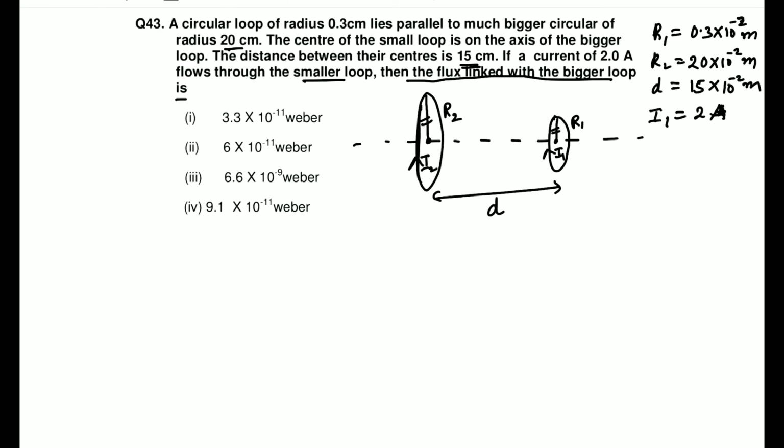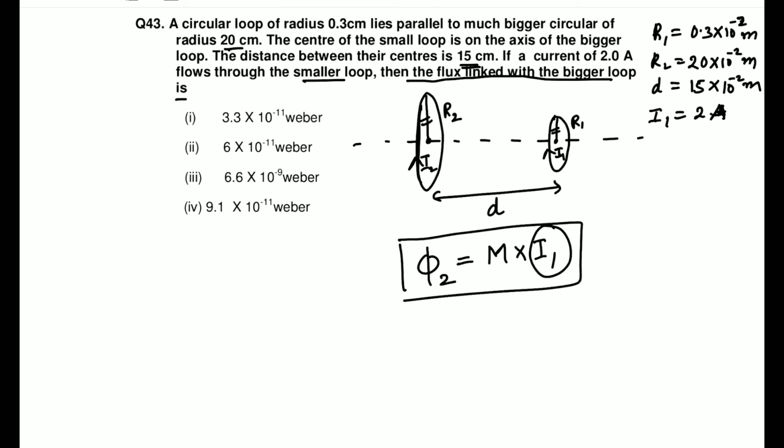This is actually a simple question. Now you have to understand, obviously the current that is flowing here produces a magnetic field, right? And that magnetic field will pass through this particular circular loop, and because of that there will be some flux change, right? Now we have to find that flux. Let's say the flux linked to your second loop is simply equal to the mutual inductance between both the loops multiplied by the current flowing through your first loop, right?